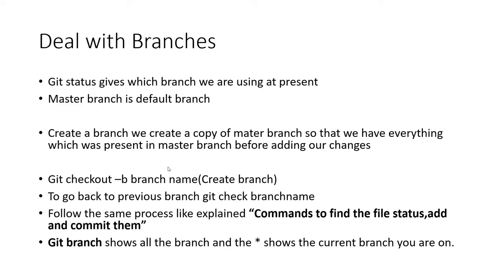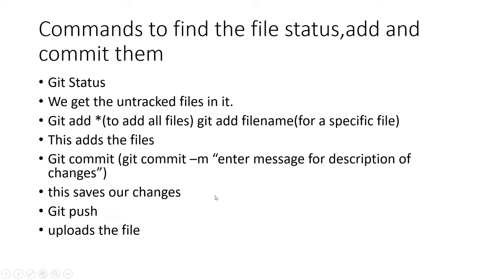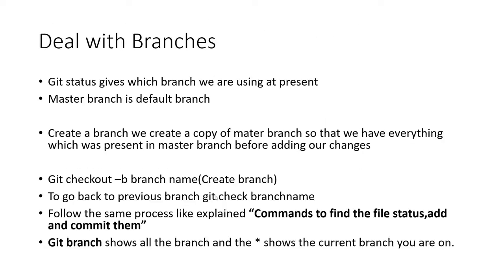So how do I deal with branches? When you start, everything is on the master branch. You can use git checkout to create your own branches with a branch name. Then you can add all the files that you want to commit. Like we have seen in the commands to find the file status, add and commit, the same process is followed here too. You can also use the git branch command to see which branch you are pointing to once you have done a checkout. I'll show you all this in the command prompt.